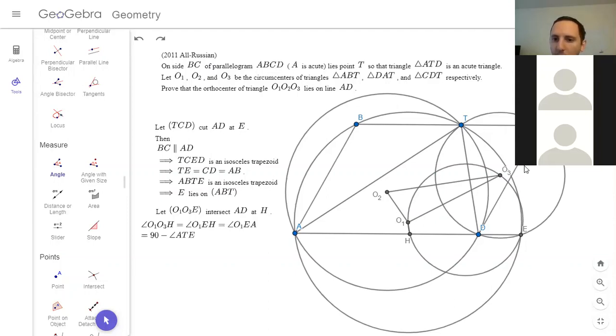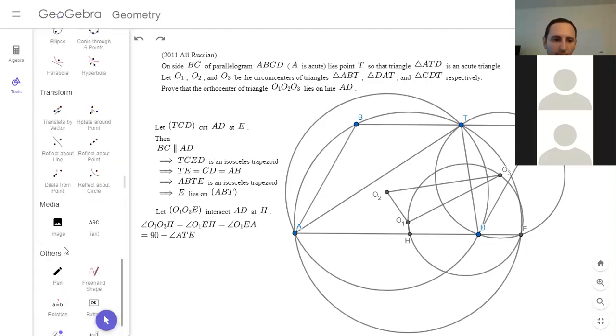Okay, so O1O3 is perpendicular to TE, and O2O1 is perpendicular to AT. So yeah, we want to show, yes, O2O1O3 becomes 180 minus ATE. Okay. And that's the property of orthocenter. Oh, because if you reflect. Yeah. Yeah, I think I've got it.